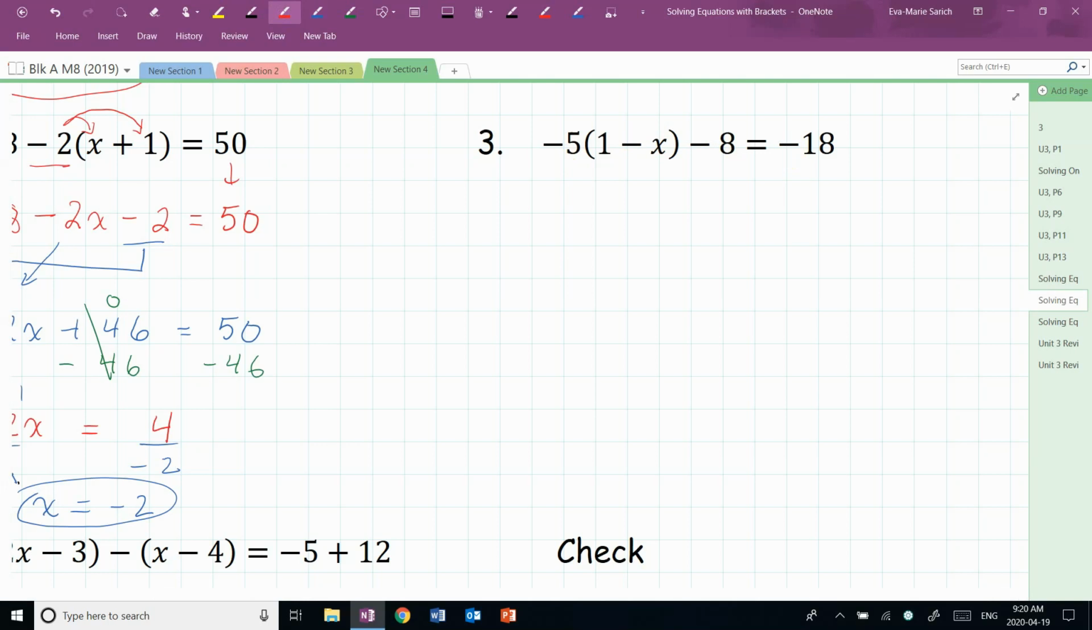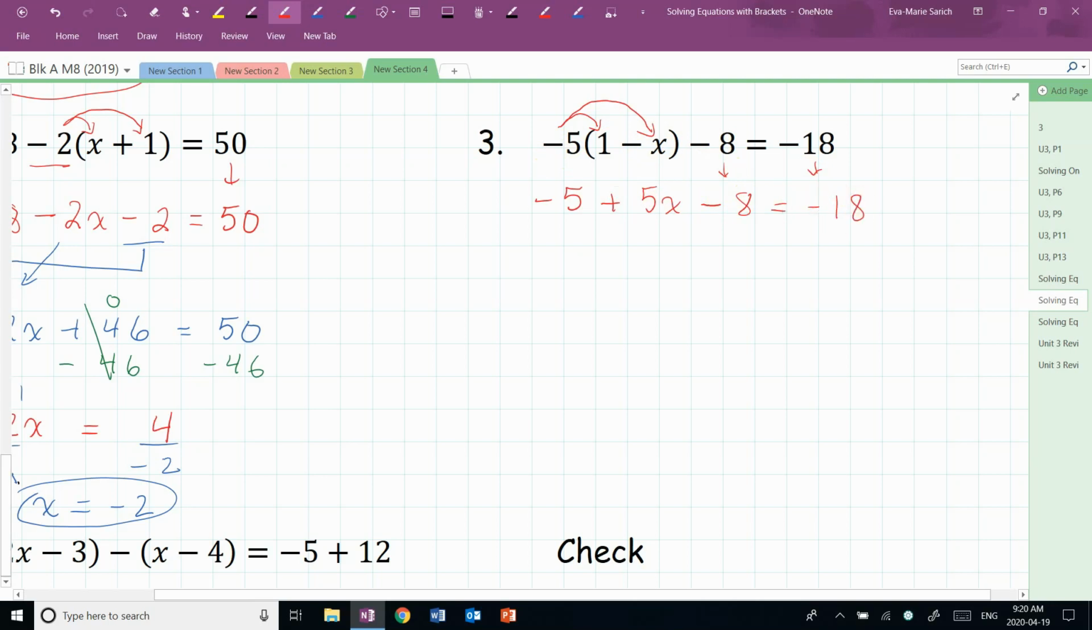Same way to start, multiply the number in front by everything inside the bracket, keeping track of the signs. So a negative times a positive is a negative, and 5 times 1 is 5. Move to the next term in the bracket. A negative times a negative is going to give us a positive, and 5 times x is 5x. Now, the -5 is not going to multiply the 8, or in fact the -8, because it's not inside the bracket. So we'll just copy it down. So those just come straight down. -8 is equal to -18.